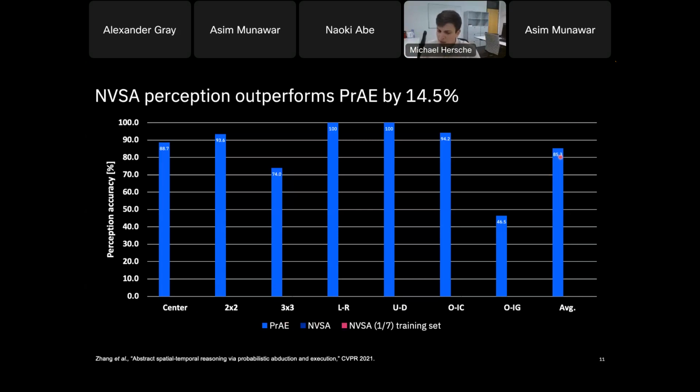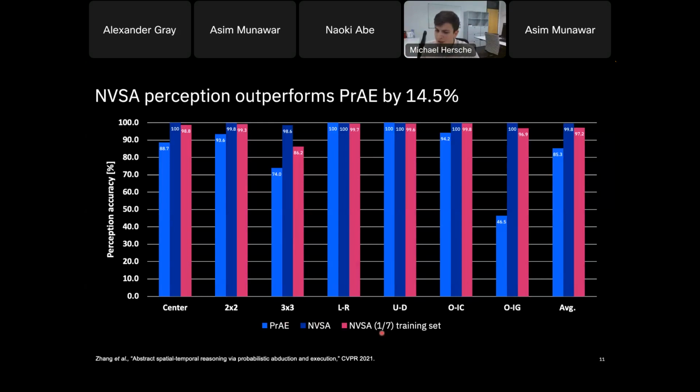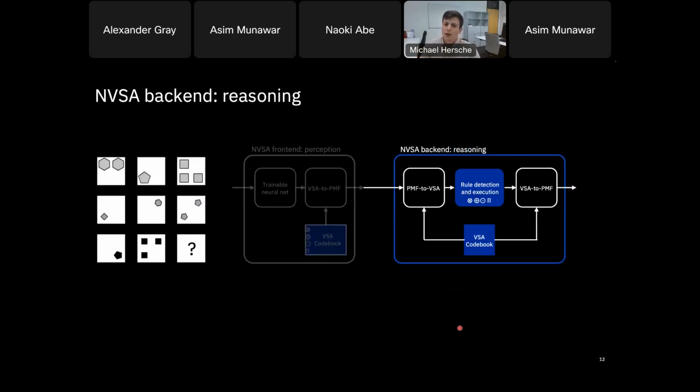And with our NVSA front end, we actually achieve almost perfect perception accuracy. And we can also reduce the amount of training data by a factor of 7 while still maintaining a high accuracy. So we're very data efficient. We can then essentially map those cosine similarities I showed you in the perception to probability mass functions or some beliefs about which objects and which attributes are present in the individual panels.